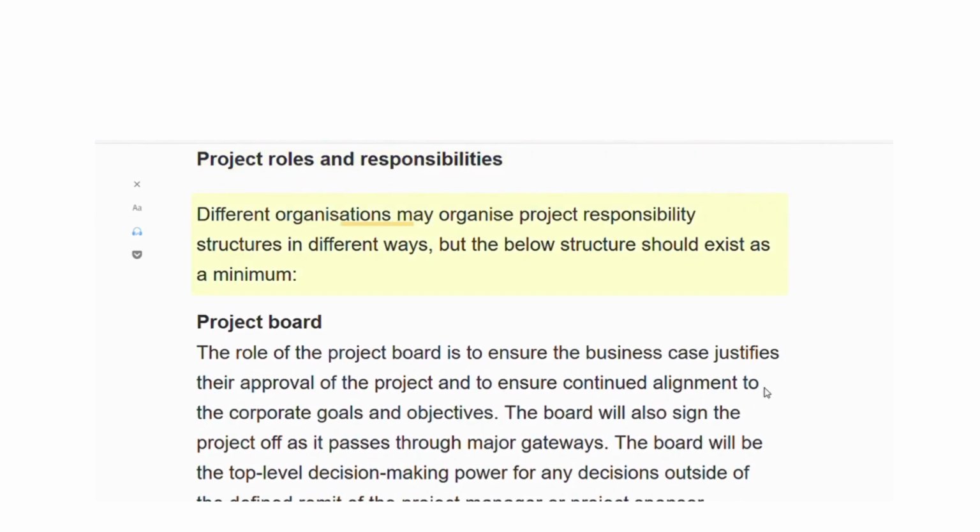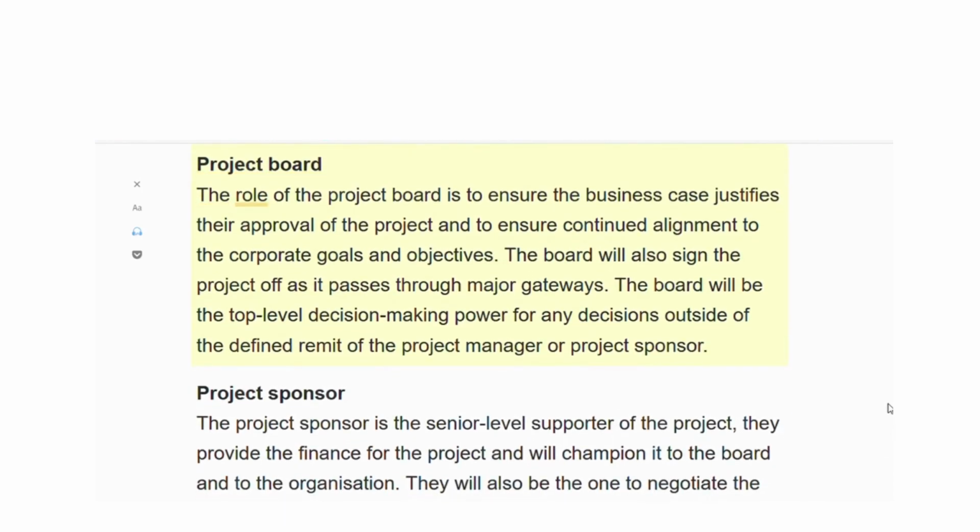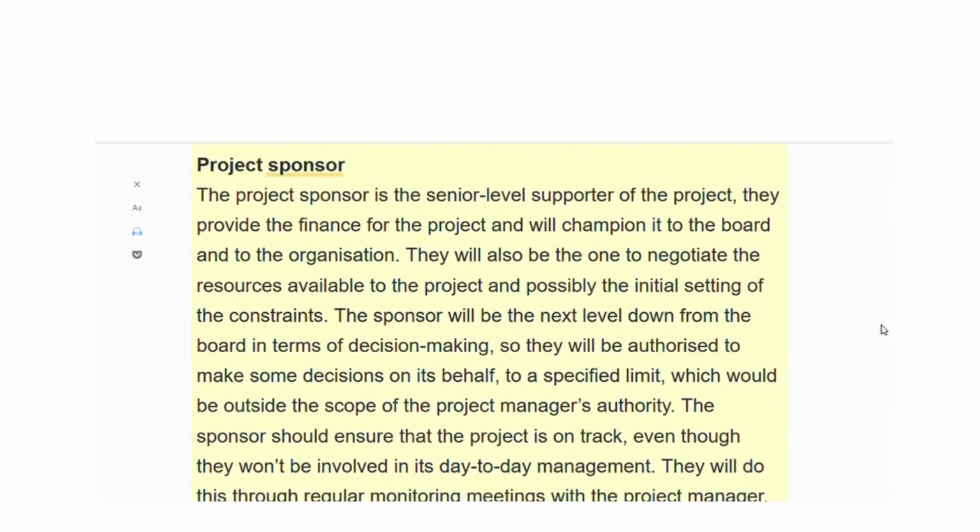Project roles and responsibilities. Different organizations may organize project responsibility structures in different ways, but the below structure should exist as a minimum. Project Board. The role of the project board is to ensure the business case justifies their approval of the project and to ensure continued alignment to the corporate goals and objectives. The board will also sign the project off as it passes through major gateways. The board will be the top-level decision-making power for any decisions outside of the defined remit of the project manager or project sponsor.